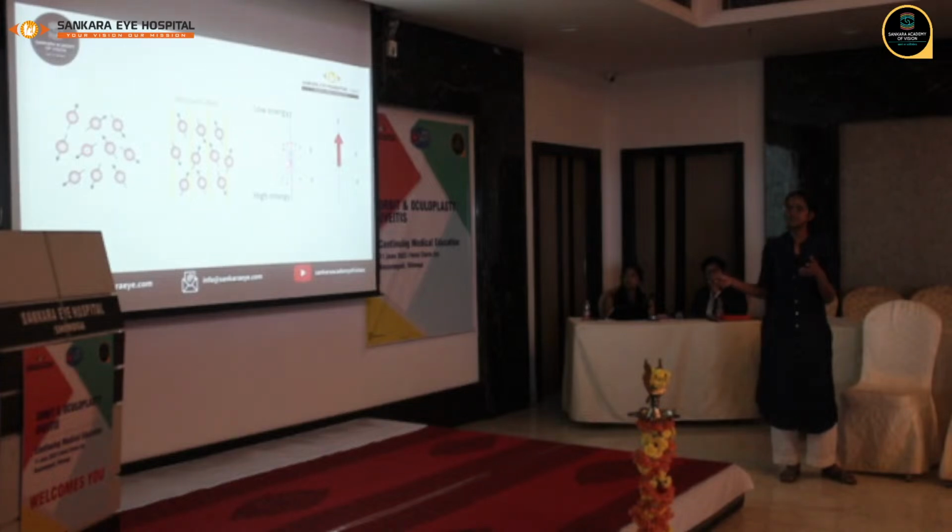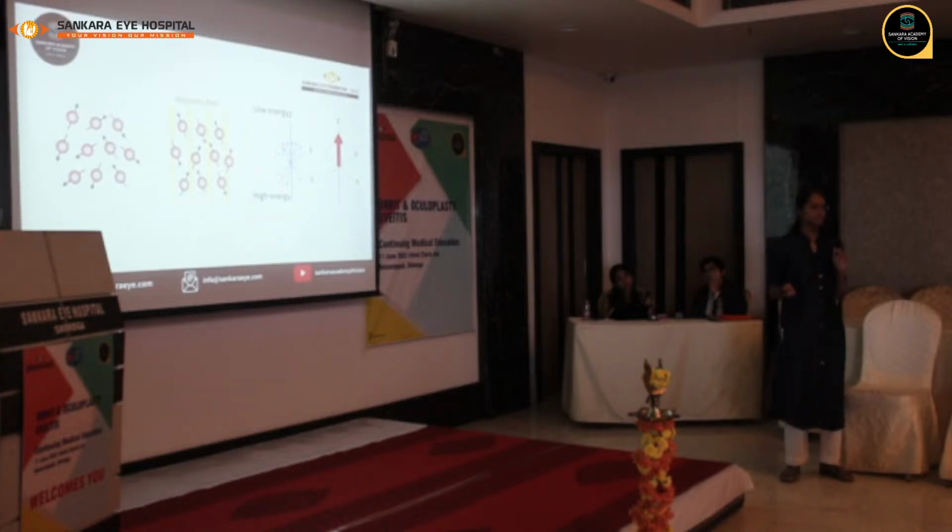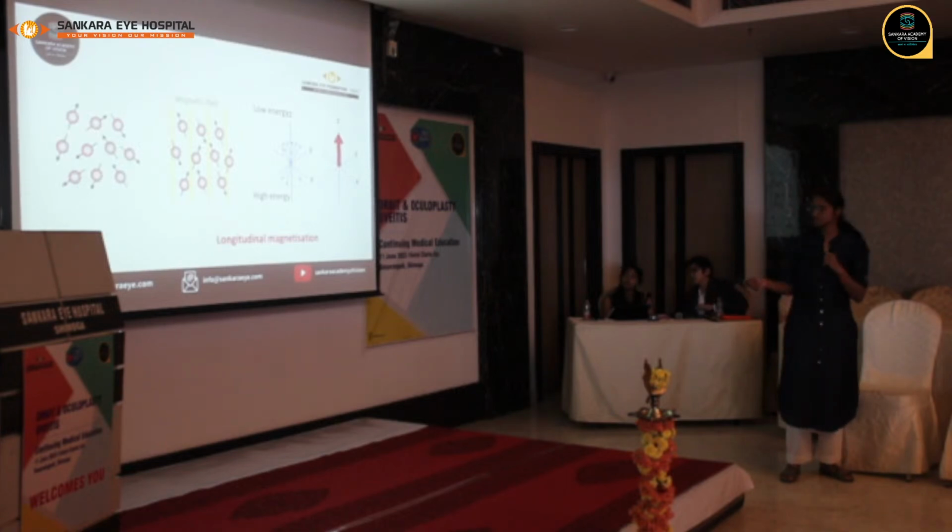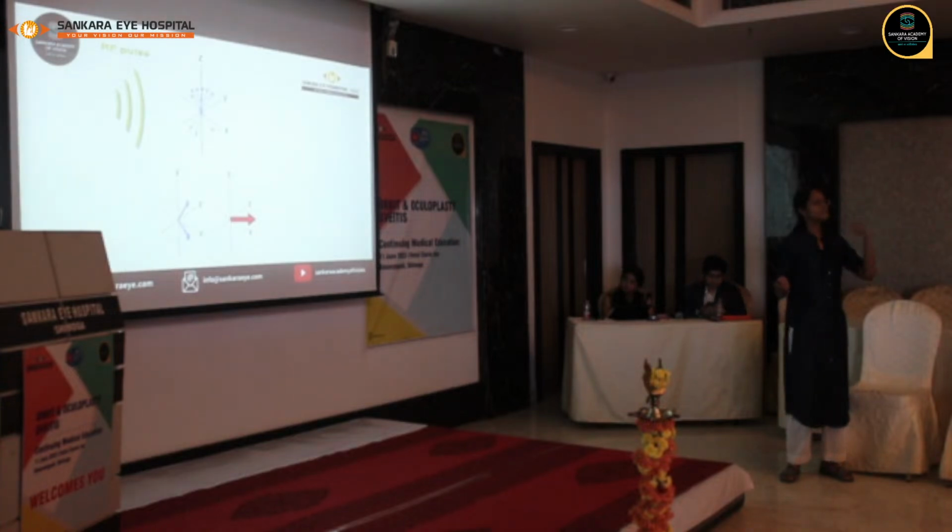So those which are at lower energy levels are arranged parallel to the main magnetic field, and those which have a higher energy flip down and are anti-parallel to the magnetic field. However, when you calculate the net magnetization, it is always in the direction of the main magnetic field which we are using in the MRI. So this is called longitudinal magnetization.